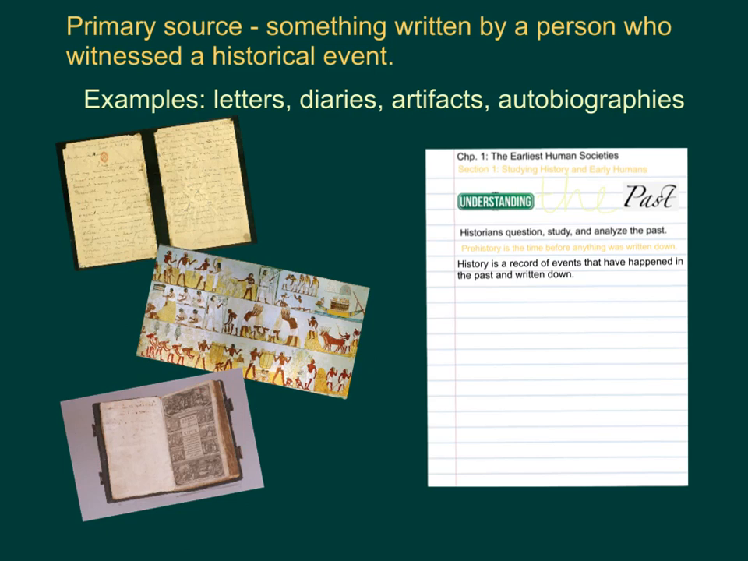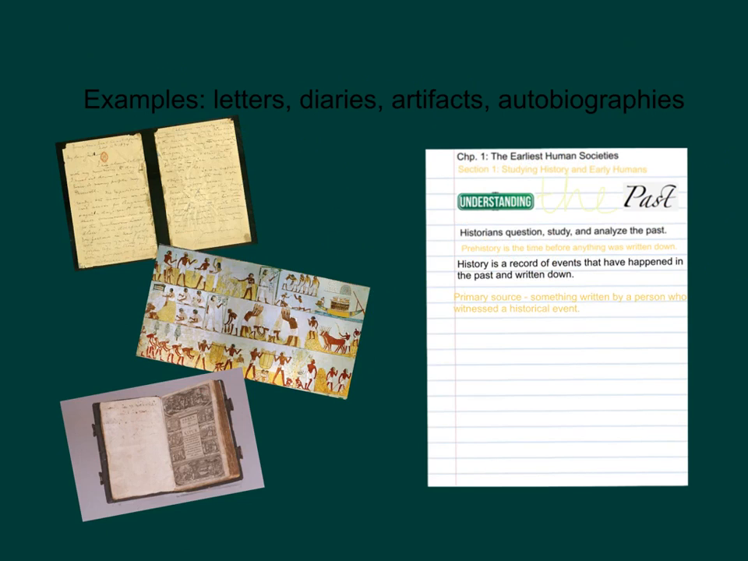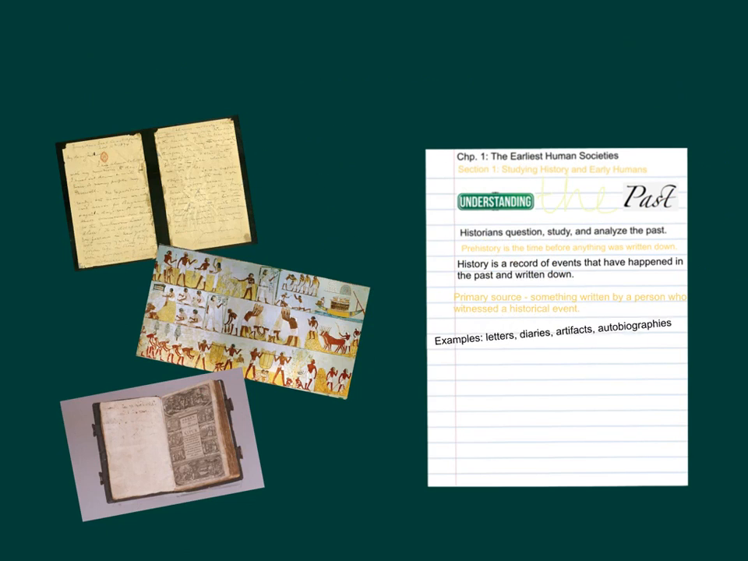So let's get this to our notes. Okay, so primary source, we'll shrink that down. We'll go right on the line right below history. Okay, then we got the examples here. All right, let's move this down to the next line. There you go. So your notes should look something similar to what you see right here on the screen. So you should have 5 bullet points so far under understanding the past.